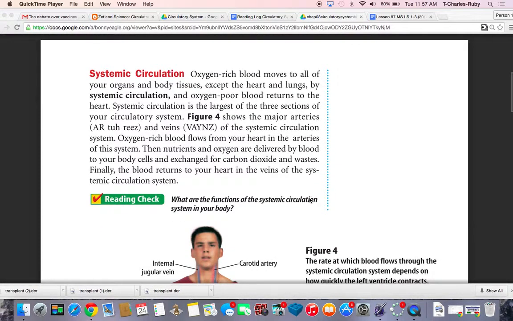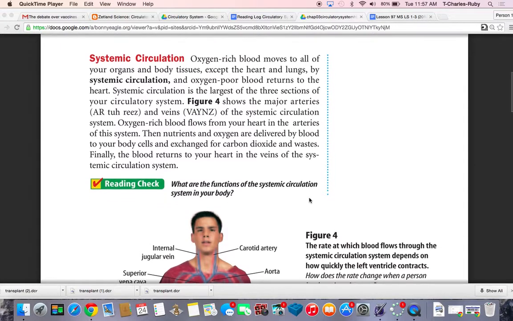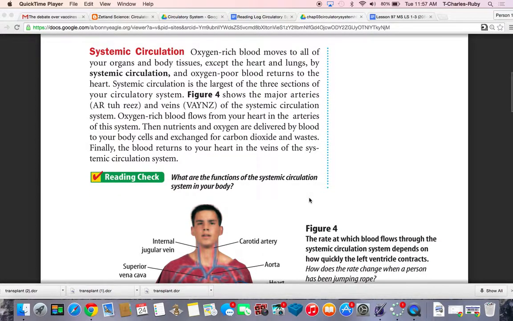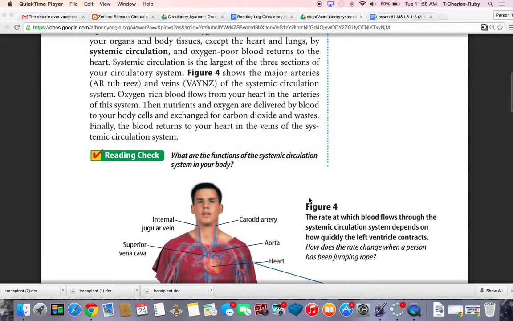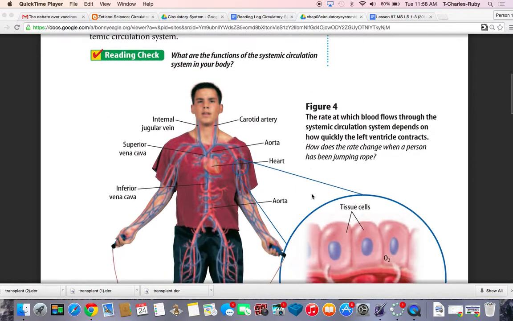Oxygen-rich blood flows from your heart in the arteries of this system. Then nutrients and oxygen are delivered by blood to your body cells in exchange for carbon dioxide and waste. Finally, the blood returns to your heart in the veins of the systemic circulation system.